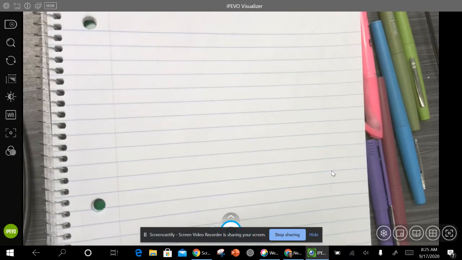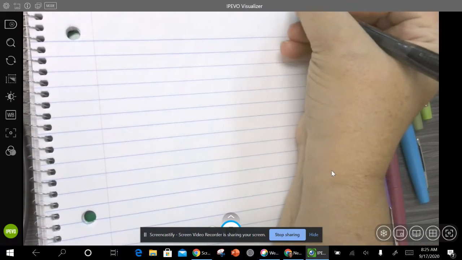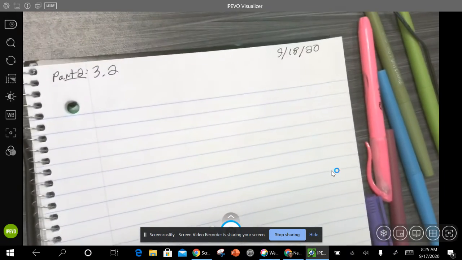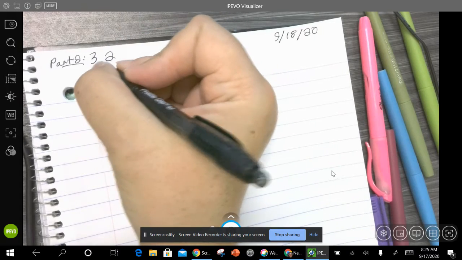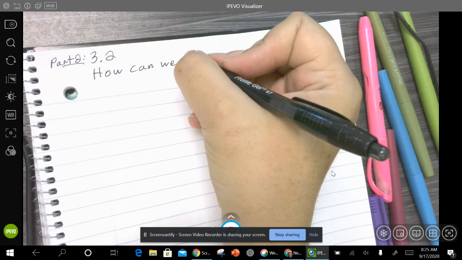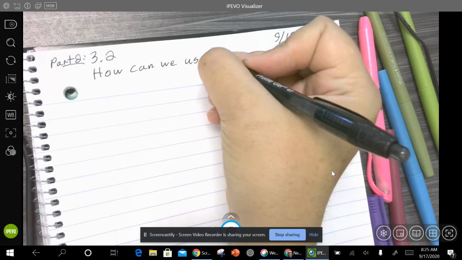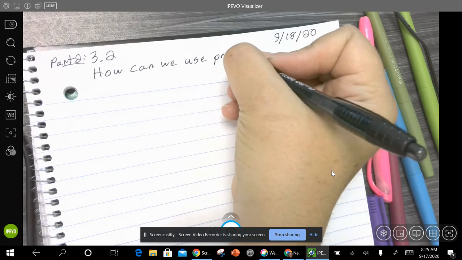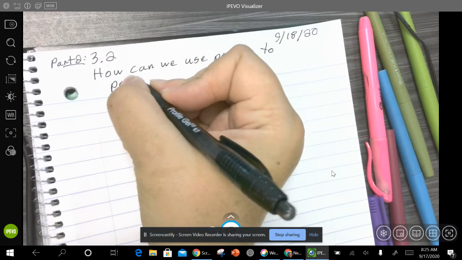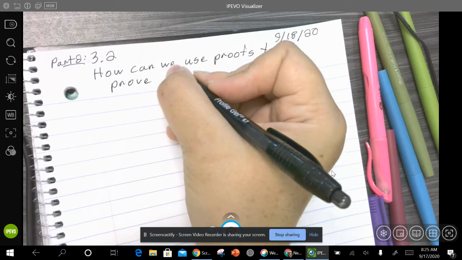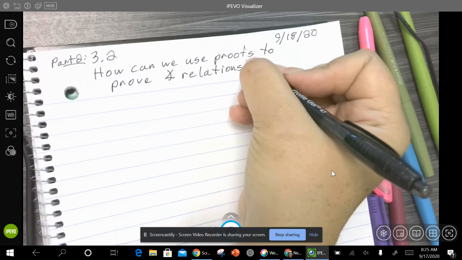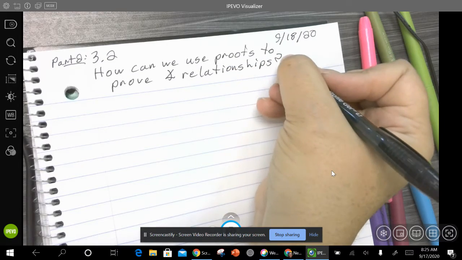Good morning. So we're going to go ahead and finish the next part of our notes. Okay. So we're working on part 2 of 3.2 and how can we use proofs to prove our angle relationships. Because every day we're angling. Okay, got this.